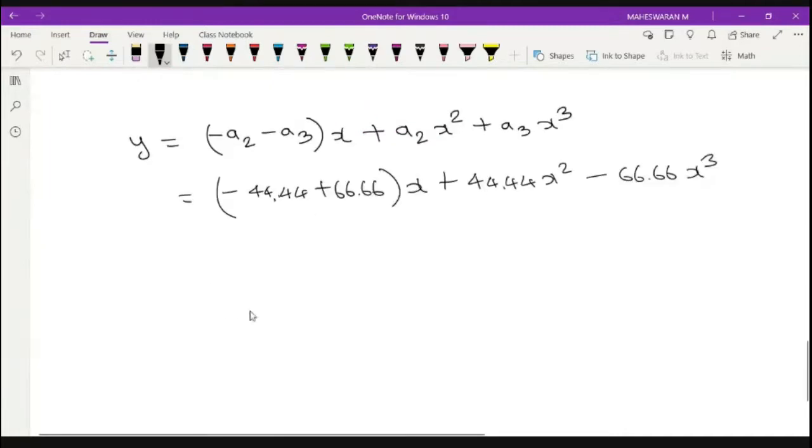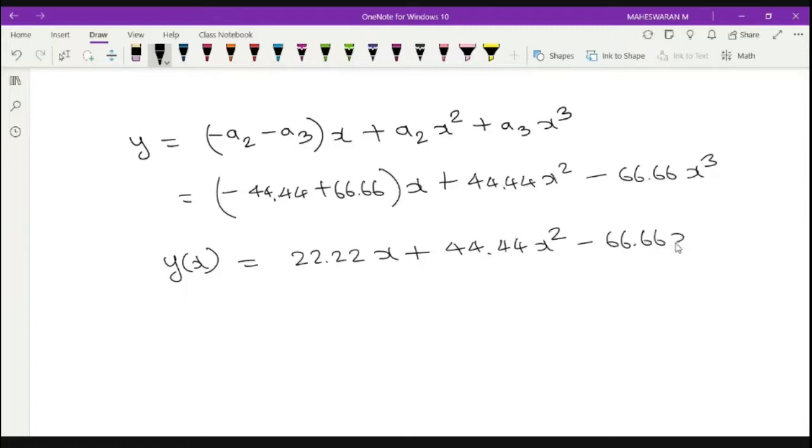So which means my trial function, my answer y of x, is equal to, when I do this, 22.22x plus 44.44 x square minus 66.66 x cube, right? I think I can take this 22.22 out also, right? I don't know. 22.22x, can we take it out? You can stop it here.